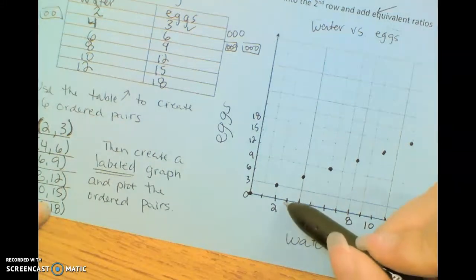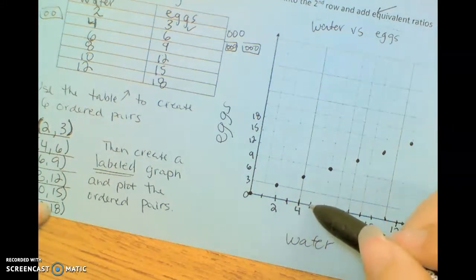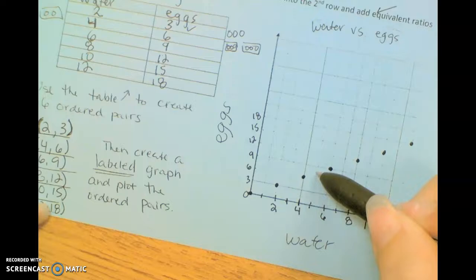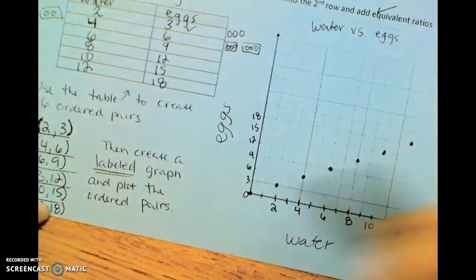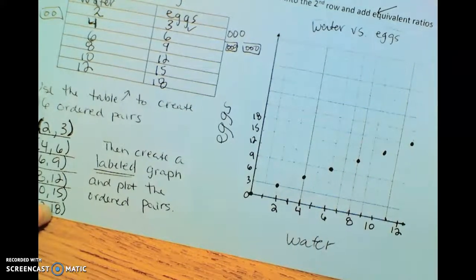Well, I could go here to my 5 tablespoons right here, and then I could go up to see where the line would be, and that would tell me that I would need about 7.5 eggs. This scale isn't as perfect for that, but I could use this graph to extend it and find other options or to find options that are in between the options that are on my table. All right.